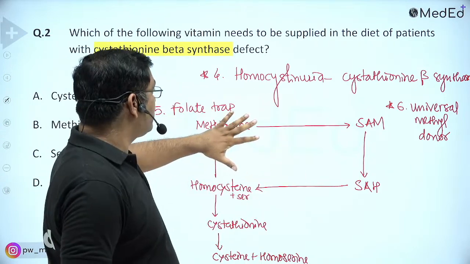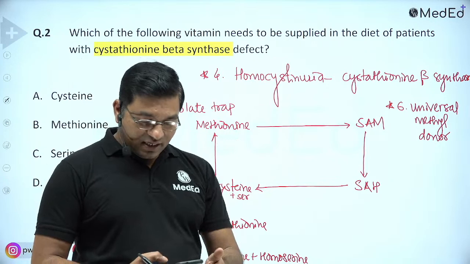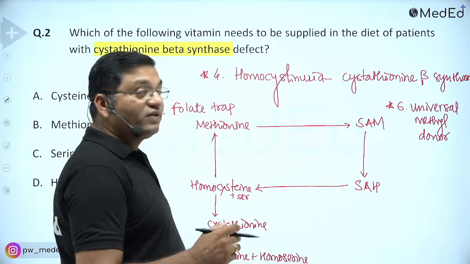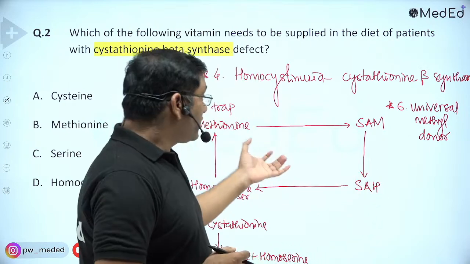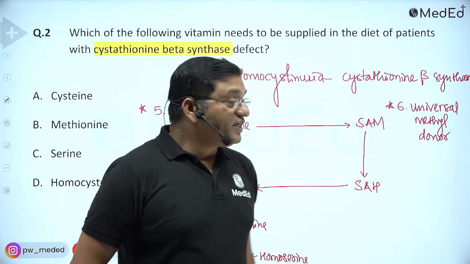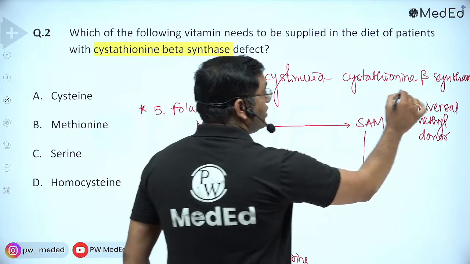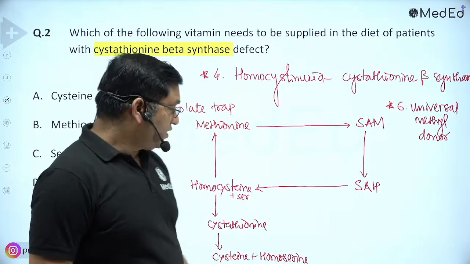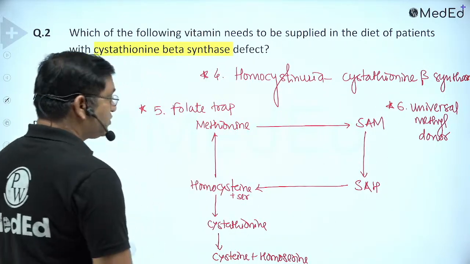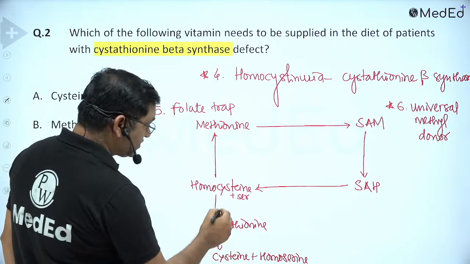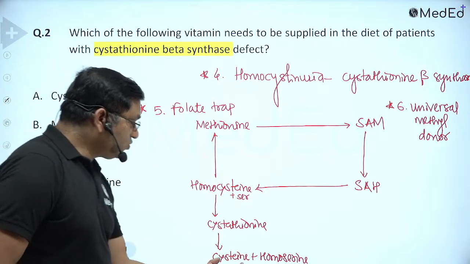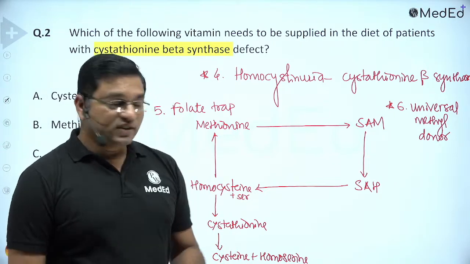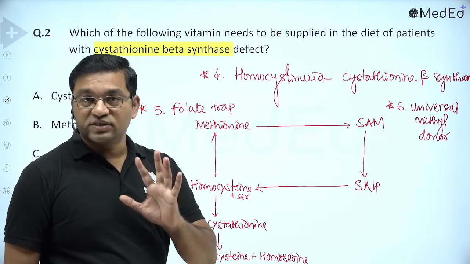this metabolism, homocystinuria is a disease which is related with sulfur containing amino acid metabolism. It is due to the defect in cystathionine beta synthase. Okay, this is a pyridoxal phosphate dependent enzyme. It causes conversion of homocysteine to cystathionine and cystathionine to cysteine. Means it is important in the synthesis of cysteine.